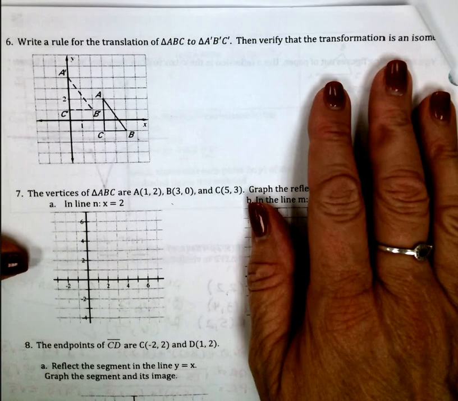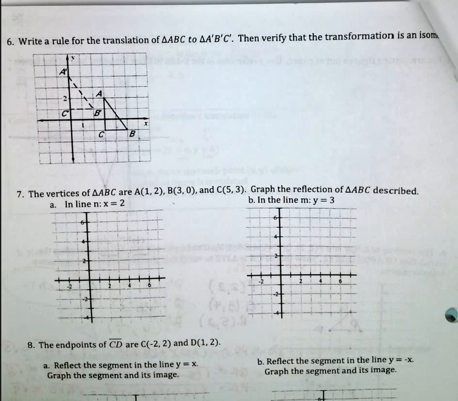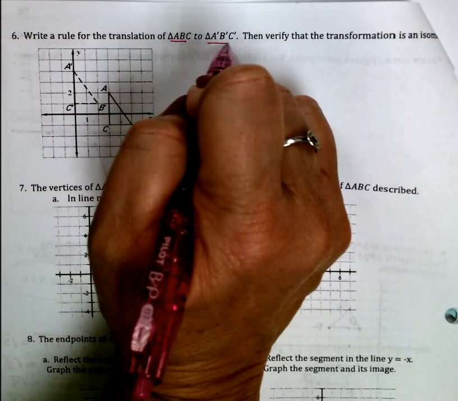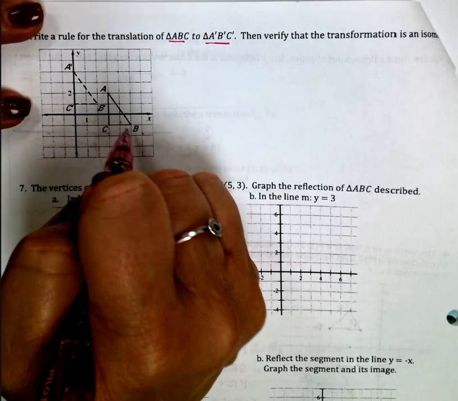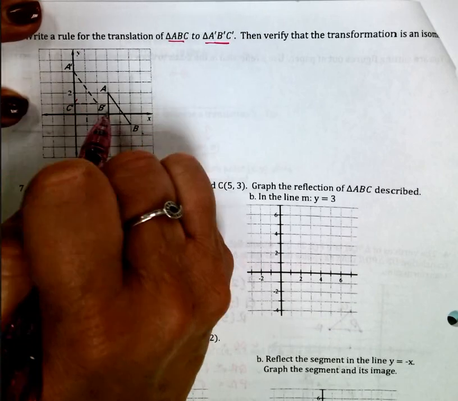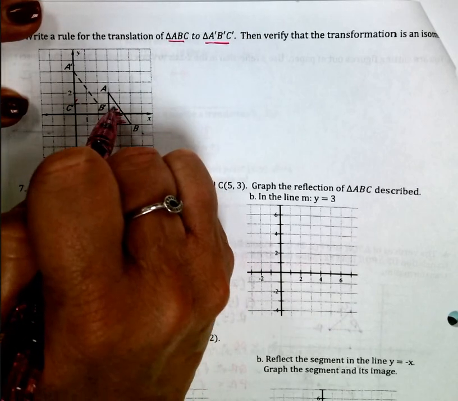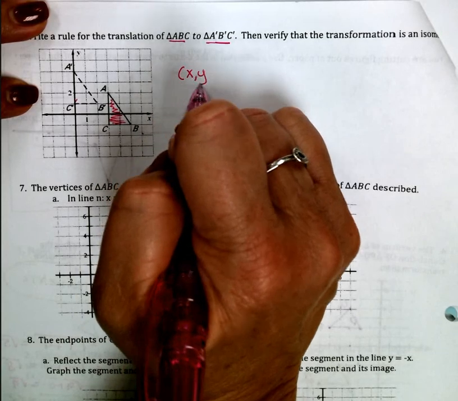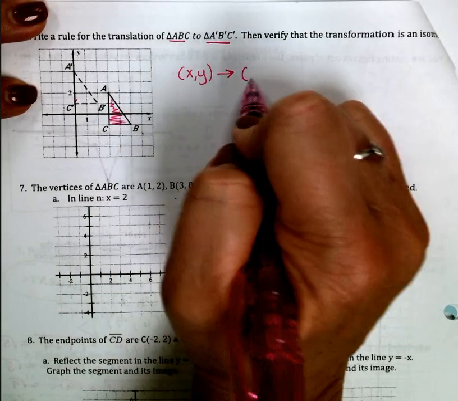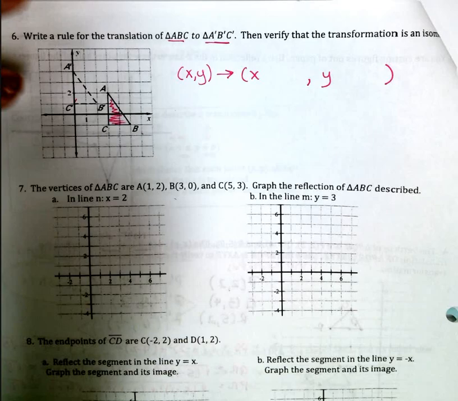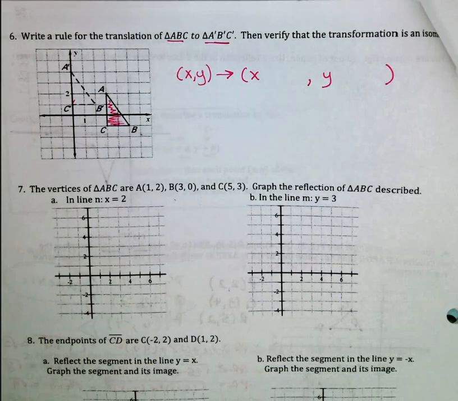All right, it says write the rule. Now this is where you've got to be tricky. It says write the rule going from here to here. This is the regular figure, and this one has the primes on it. So I'm going from here to here. We know that the rule starts with x, y, and my arrow. Something happens to my x, something happens to my y. That's what goes on with the rule.